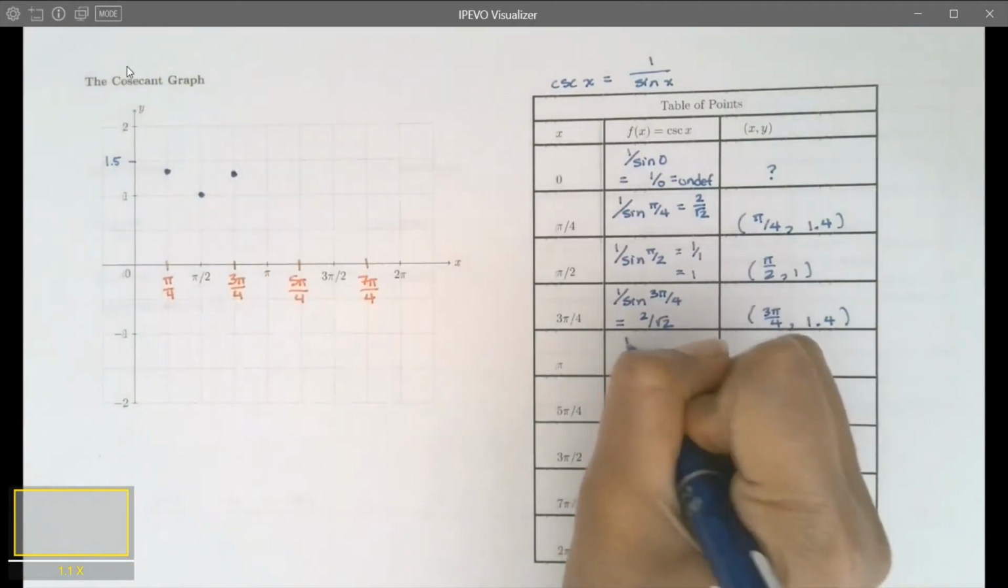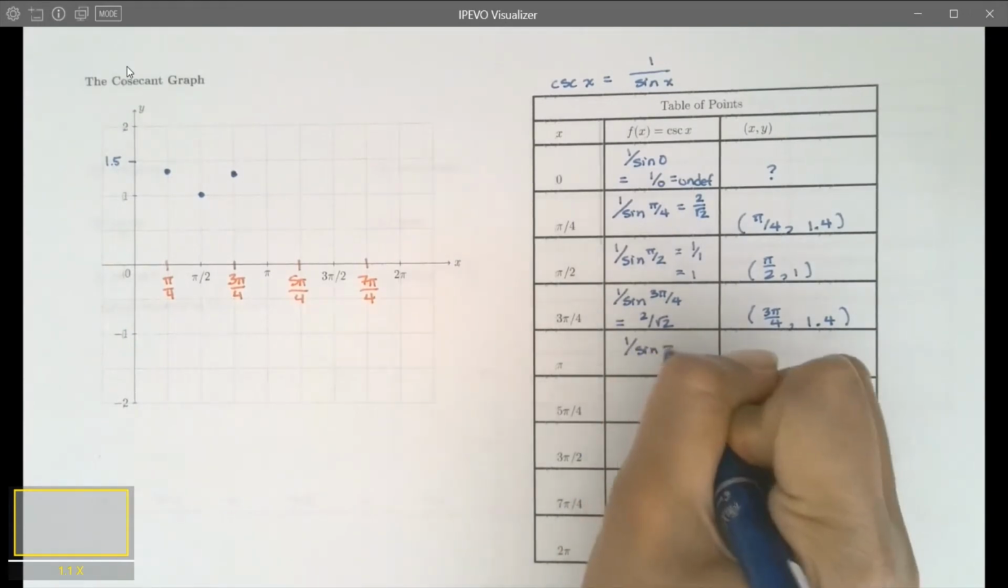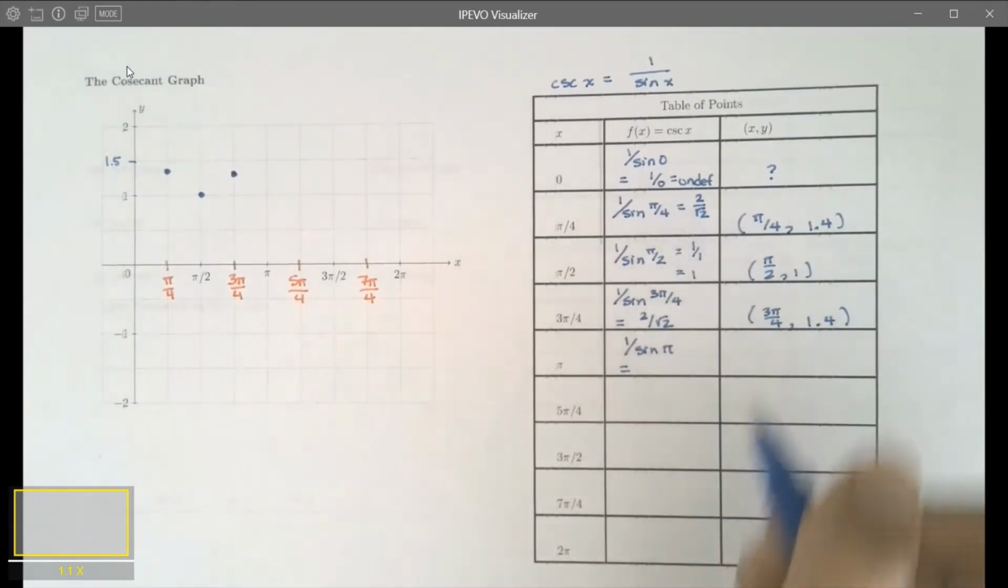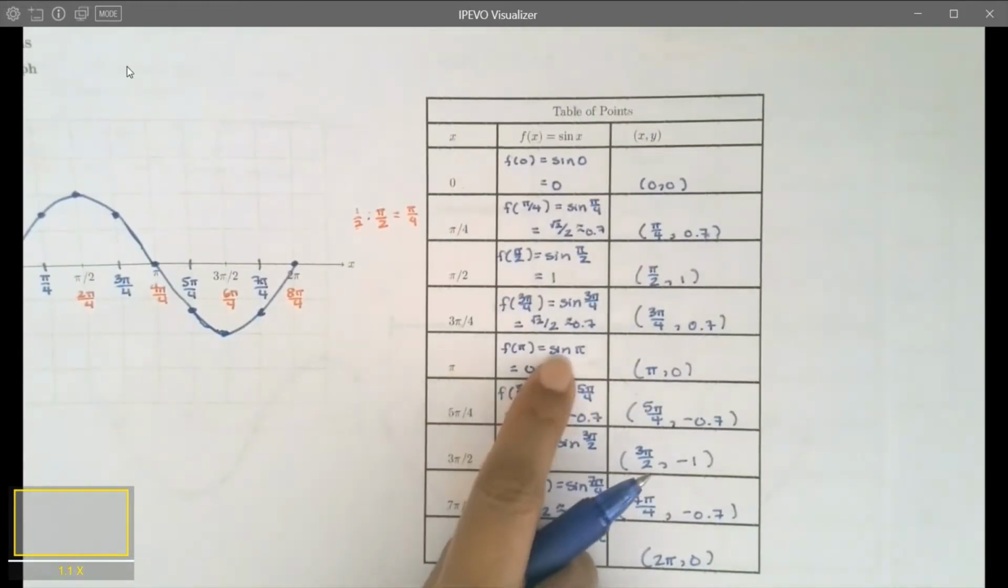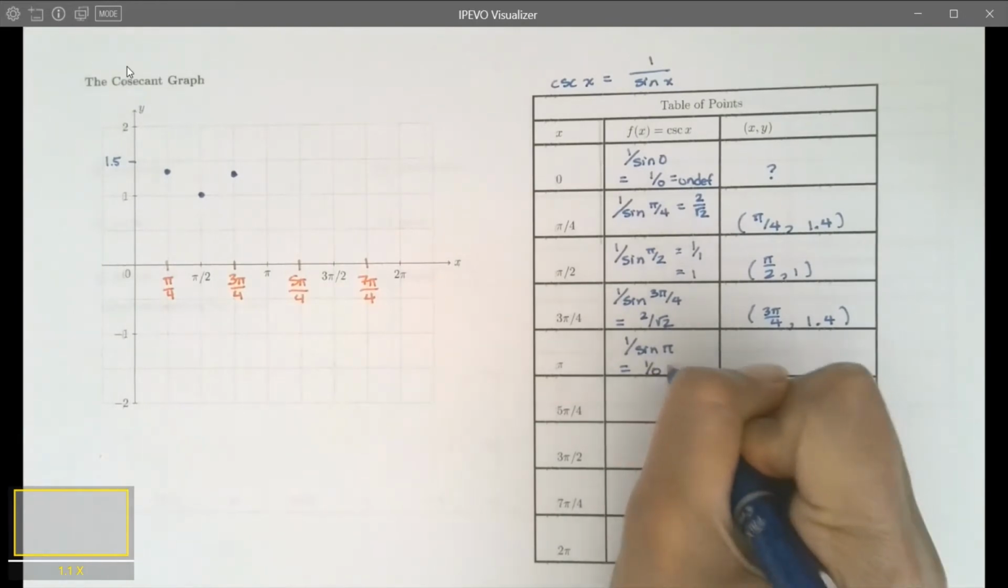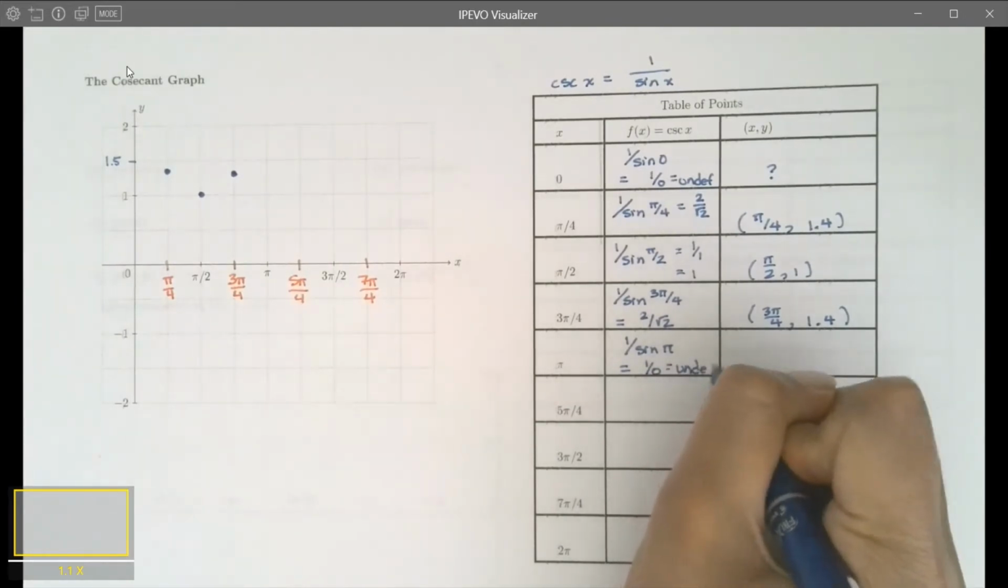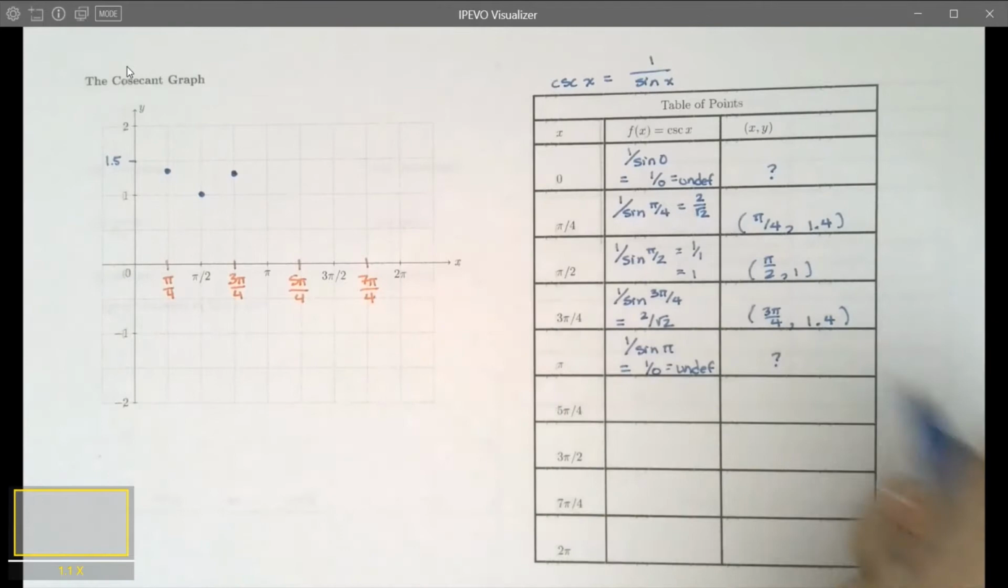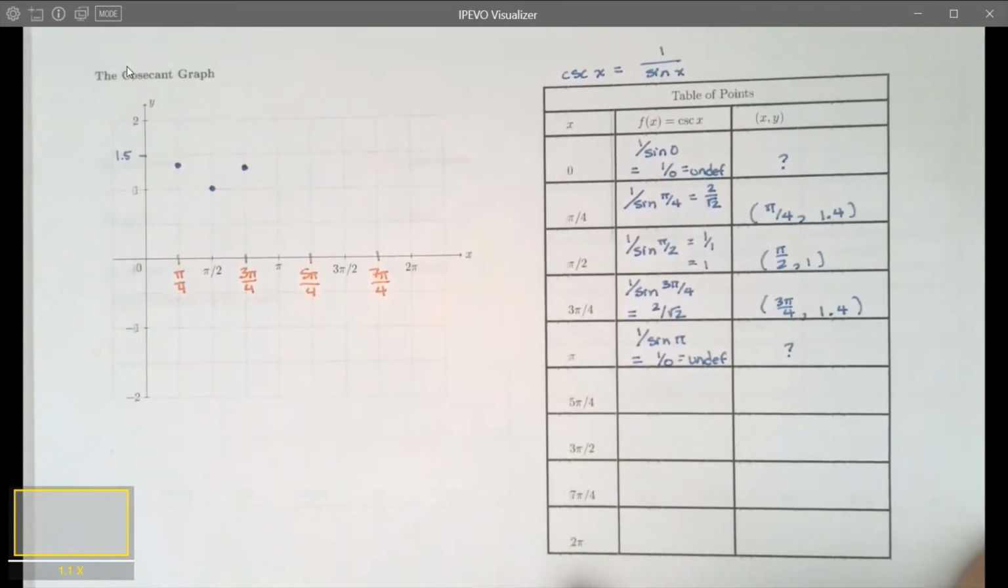Then at pi, we have 1 over sine pi, which is going to be what? Let's see. Sine pi is 0. So we have that undefined again. Okay, so something is happening, but we don't know what exactly it is yet.